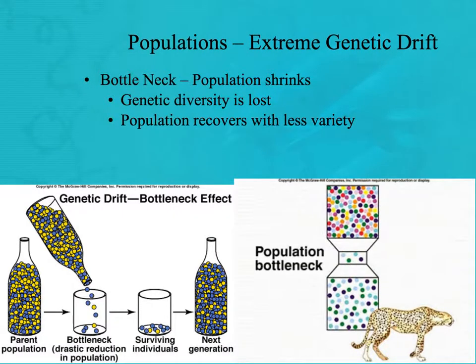Bottlenecking is sort of a similar type of thing as the founder effect. In a bottleneck, the population shrinks, and so what happens here is imagine having a bottle full of these beads, and as the beads fall out, only a small sample of the diversity pops through, and so when you go back to a larger group, basically that genetic diversity has been cut down.